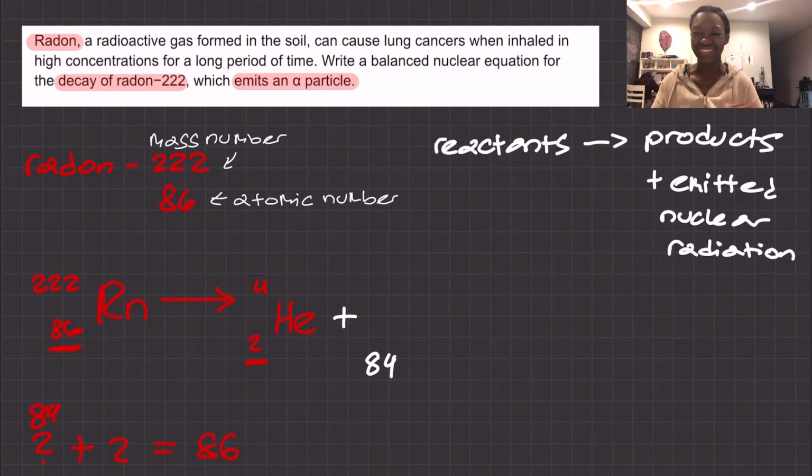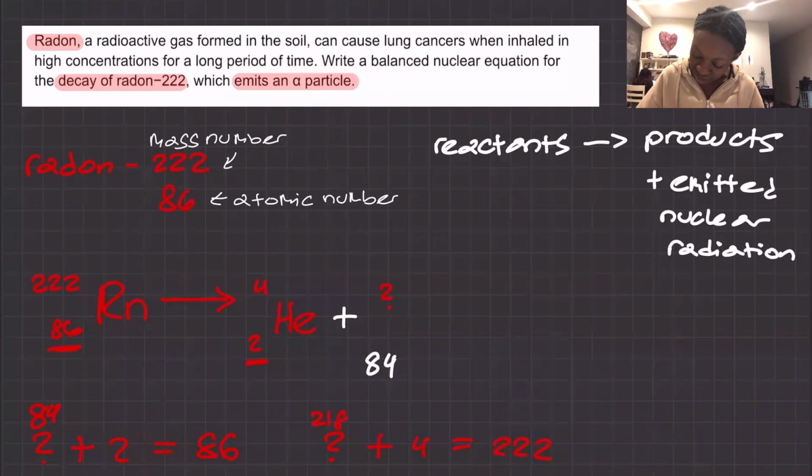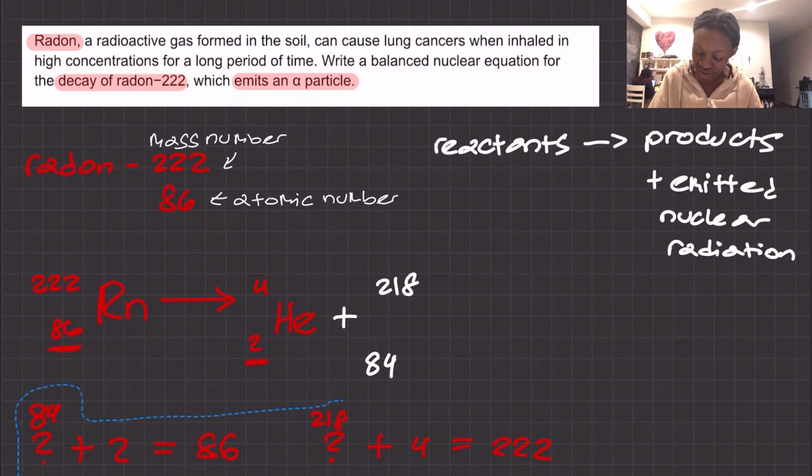We just solved for the atomic number. We now need to solve for the mass number. So we're thinking it's something plus 4 equals 222, right? That something is 218. So our mystery mass number is 218.